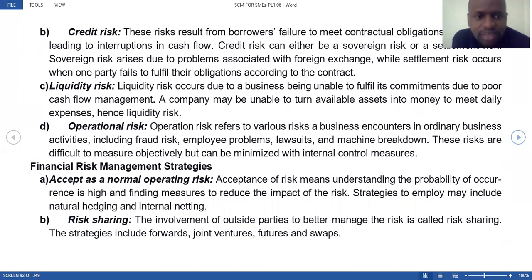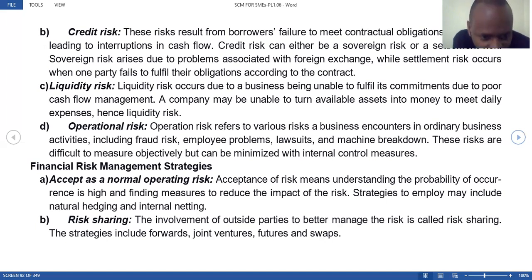Then we have liquidity risks. Liquidity risk occurs due to a business being unable to fulfill its commitments due to poor cash flow management. So you will not be able to manage your finances because of cash flow issues. Then you have operational risks. These are risks that are incurred by the business in its day-to-day operation, and this might affect the business. For example, we can talk about machine breakdown. This can affect the business operation. Employee problems can also affect the business.